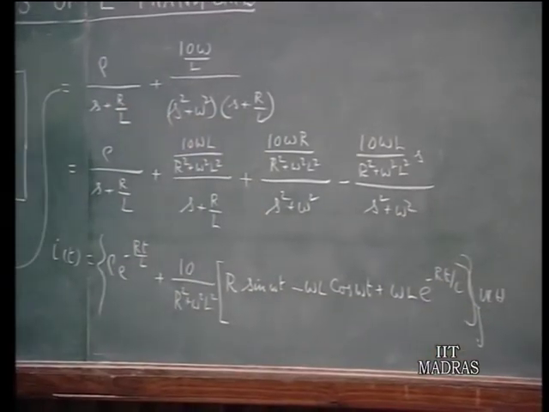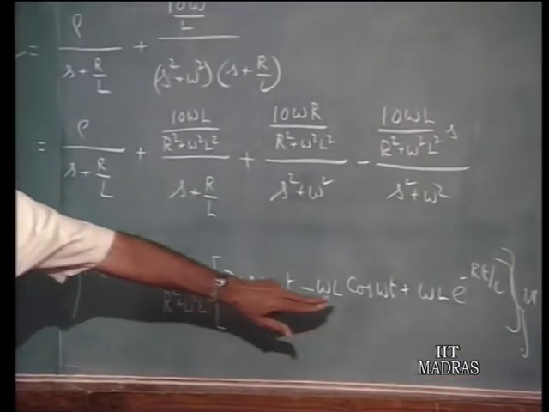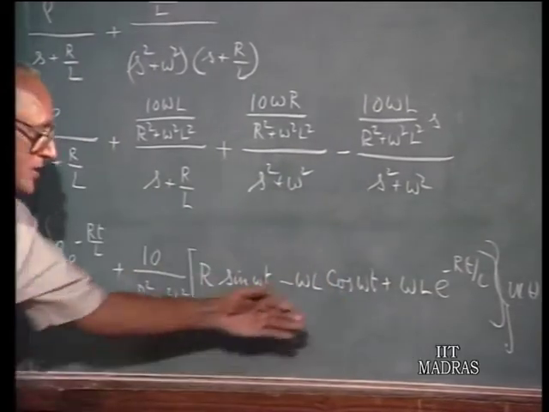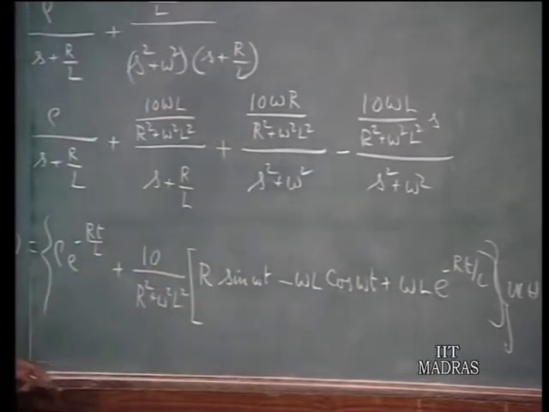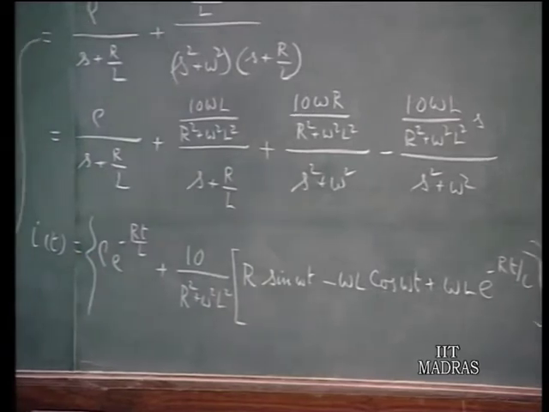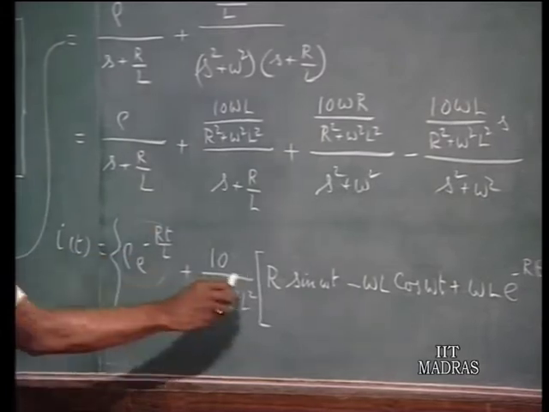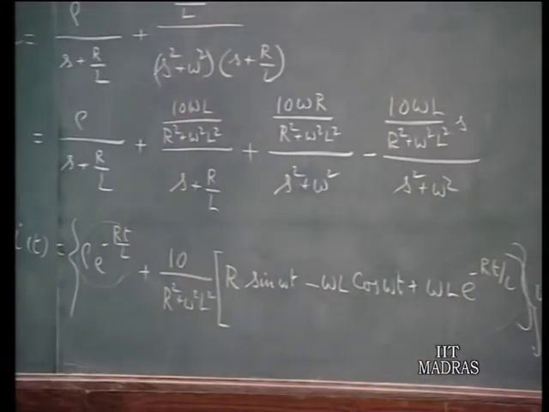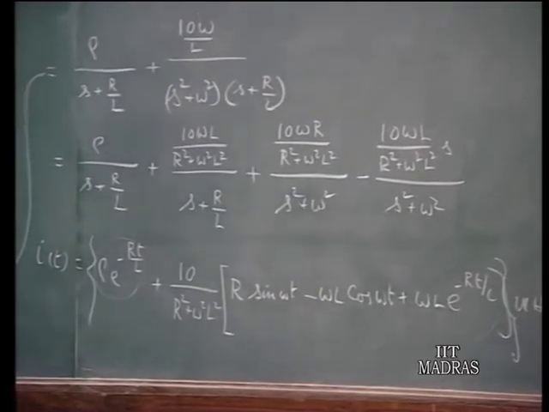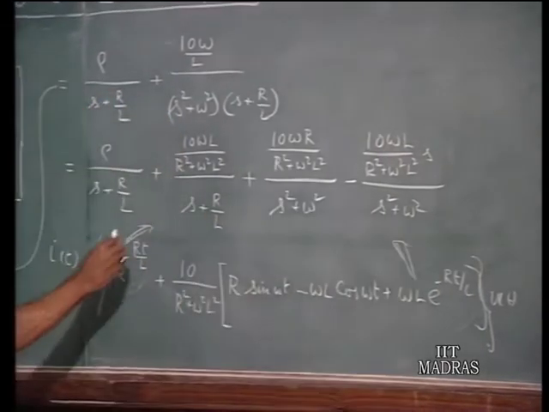You notice that at t equals 0, this is 0. This cancels out with this because cos omega t and e to the power of minus Rt by L are both equal to 1. This is 0. Therefore, this term is 0 and this is equal to 1, and the initial value of the current i(t) is rho, which is what we know. Now, in this you observe that this term and this term can be combined if you wish. It is a decaying transient, e to the power of minus Rt by L. Therefore, this term and this term together are the transient terms.